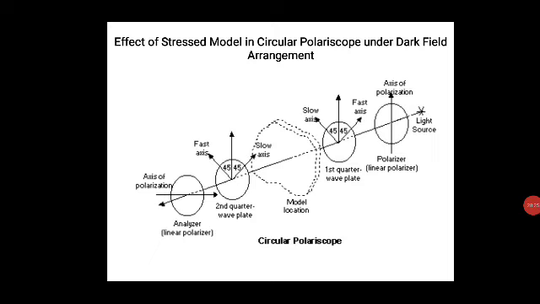Now similarly, what is the effect of the stressed model in a circular polariscope under dark field arrangement? See here, the working principle and the major components are similar to what you observed in the previous plane polariscope. The optical arrangement of the circular polariscope with the stressed model is shown in the figure.